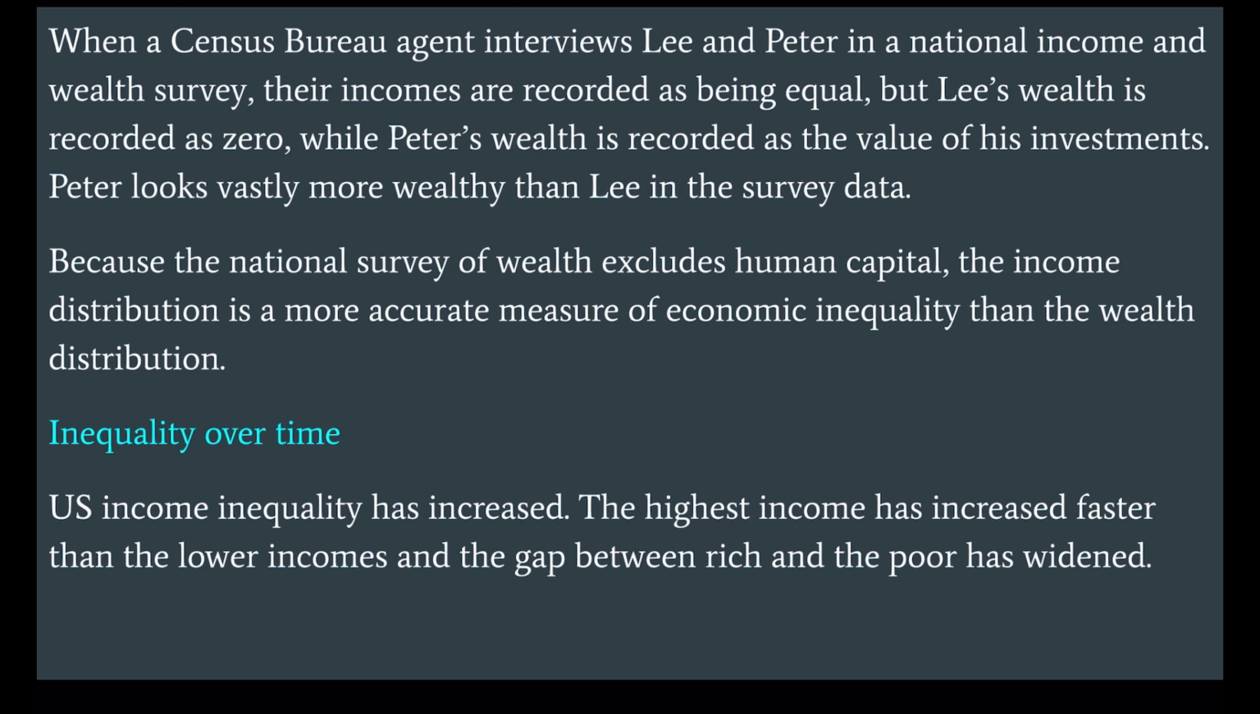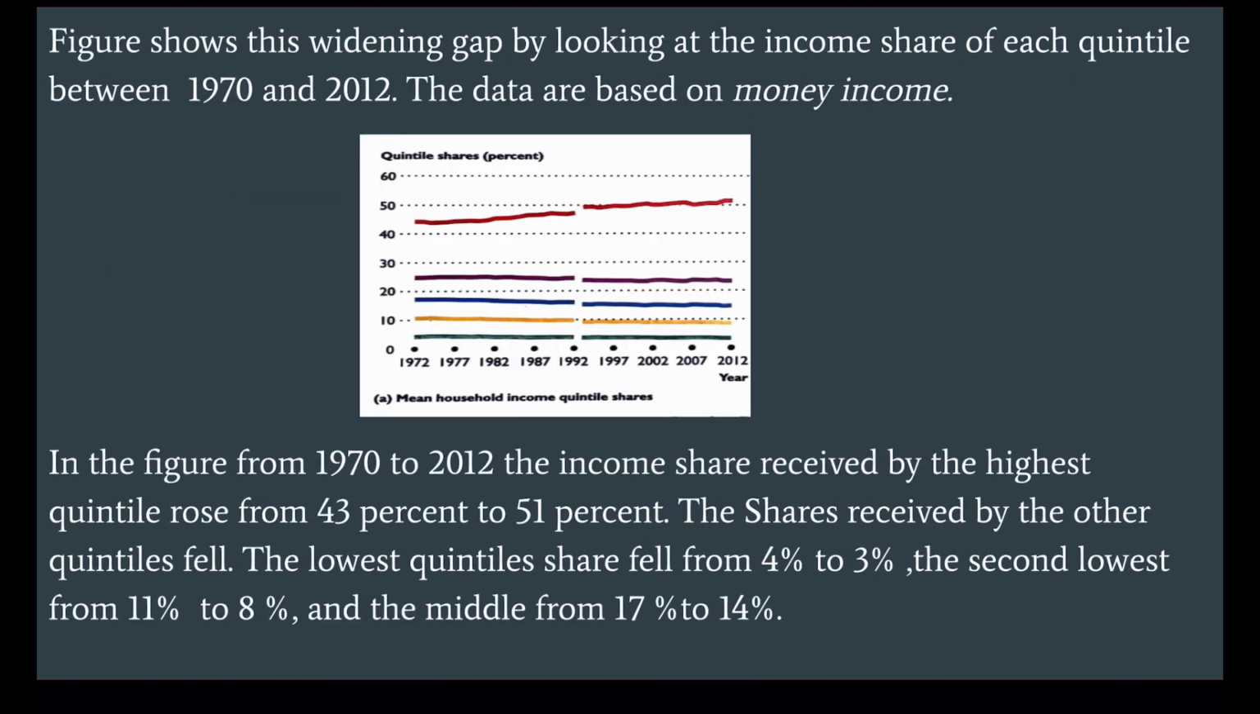Inequality over time. US income inequality has increased. The highest incomes have increased faster than the lower incomes, and the gap between rich and poor has widened. The figure shows this widening gap by looking at the income share of each quintile between 1970 and 2012. The data are based on money income.